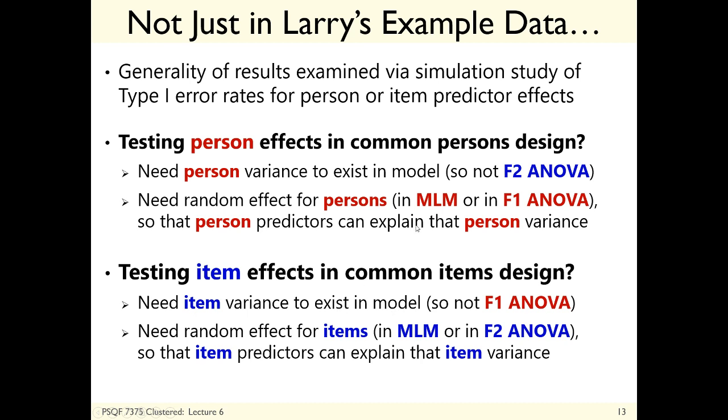We did a little simulation study in chapter 12 of my book, basically showing that type 1 error rates are going to be wrong if you test item effects using a person ANOVA model, and if you test person effects using an item level model. So it's the same thing we've been talking about: the predictors that go with that pile of variance need that pile of variance to be represented in the model. So this is all for response time.